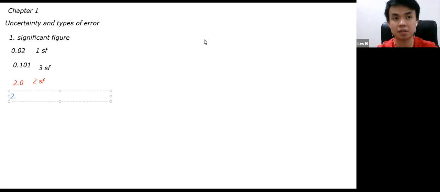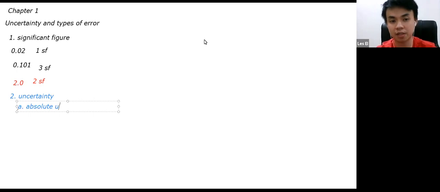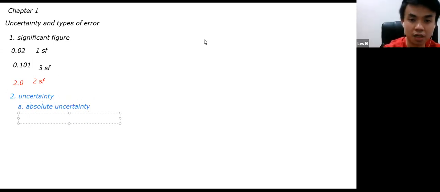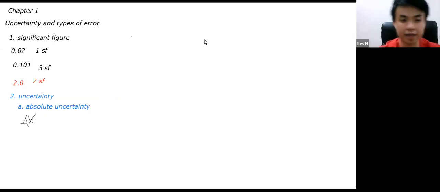We go with uncertainty. So the first one is I'm going to discuss the absolute uncertainty. The notation for the absolute uncertainty is usually written in the shape of a triangle. It can be triangle of x or triangle of y. And there are rules in writing absolute uncertainty.